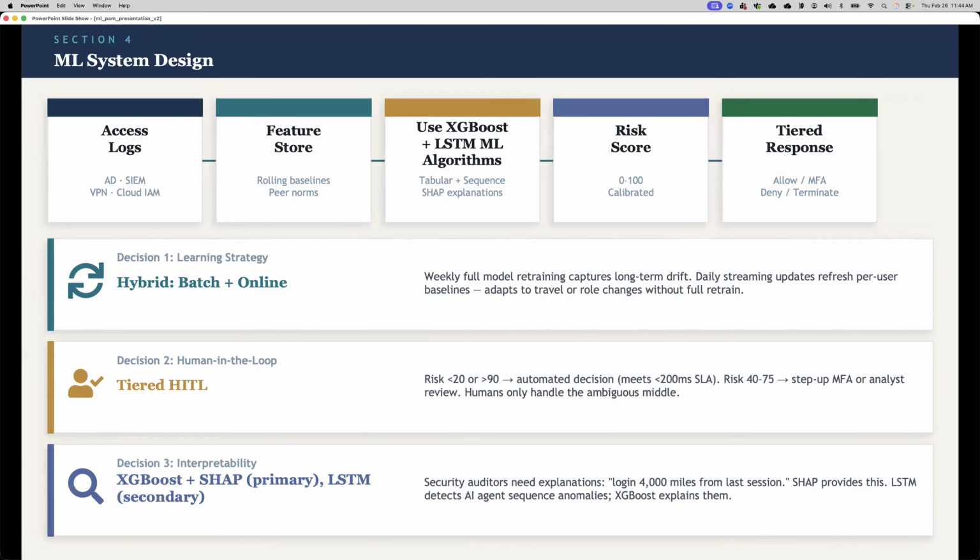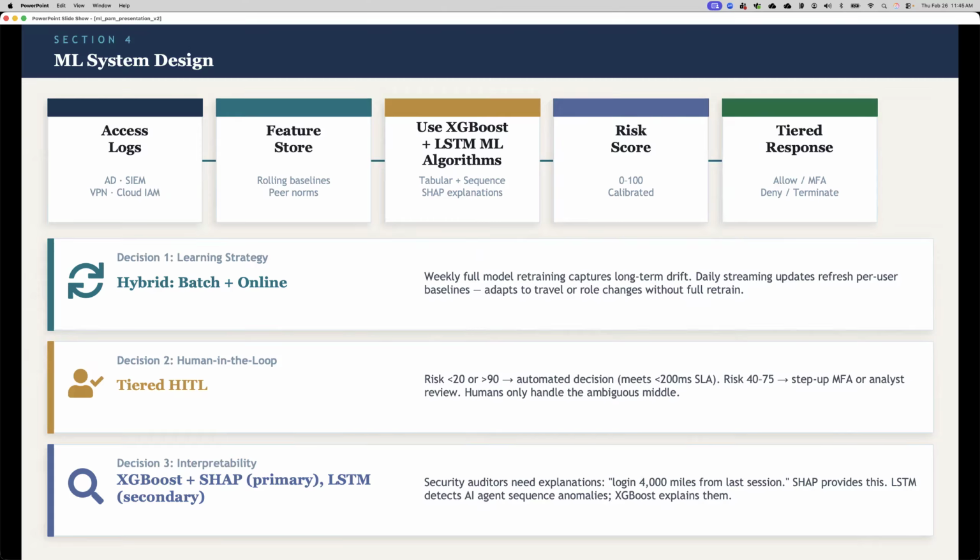ML system design. So at the system level, access logs from enterprise systems feed into a unified feature store that maintains a rolling behavioral baseline. An ensemble model, primarily XGBoost with SHAP explanation, supported by an LSTM for sequence analysis, produces a calibrated risk score from 0 to 100. That score drives a tiered response. There are three key decisions in terms of designing it.